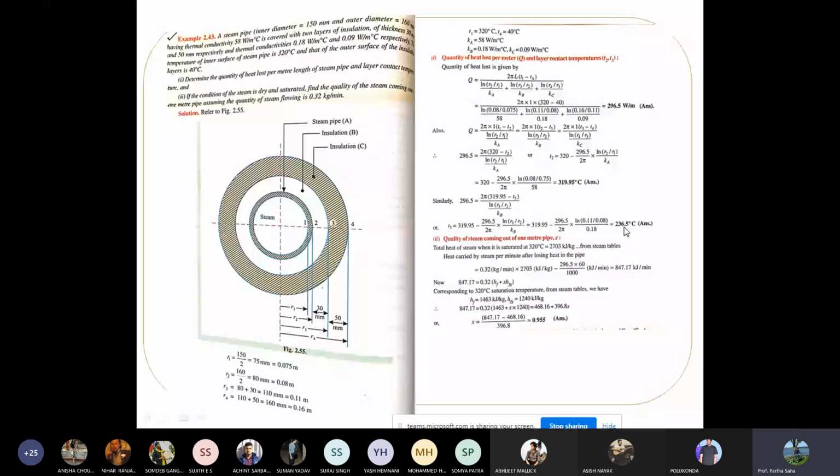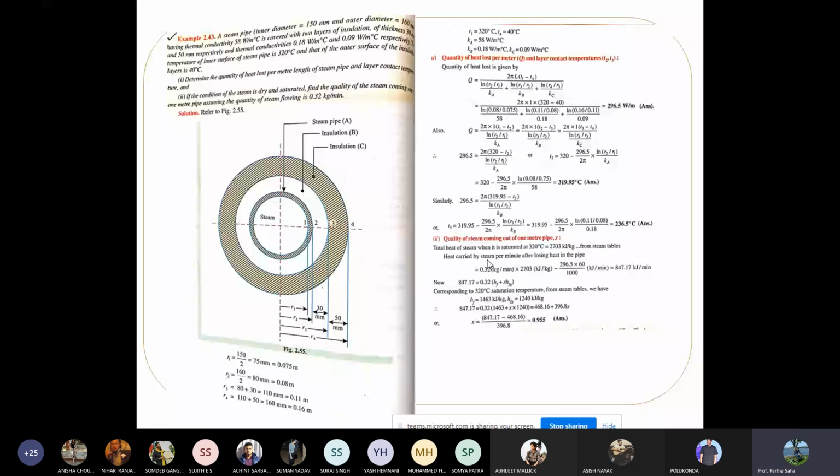Now the next problem is: if the condition of steam is dry and saturated, find the quality of the steam coming out of the 1 meter pipe. Assume the quantity of steam flowing is 0.32 kg per minute. So the quantity of steam coming out of the 1 meter pipe, right? Let's say it's X.